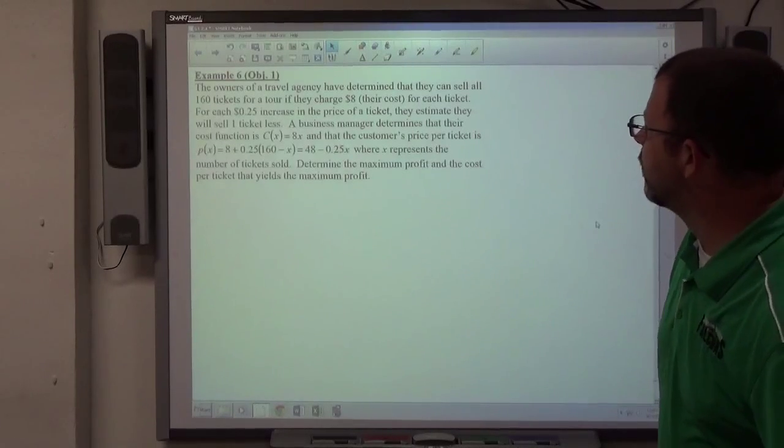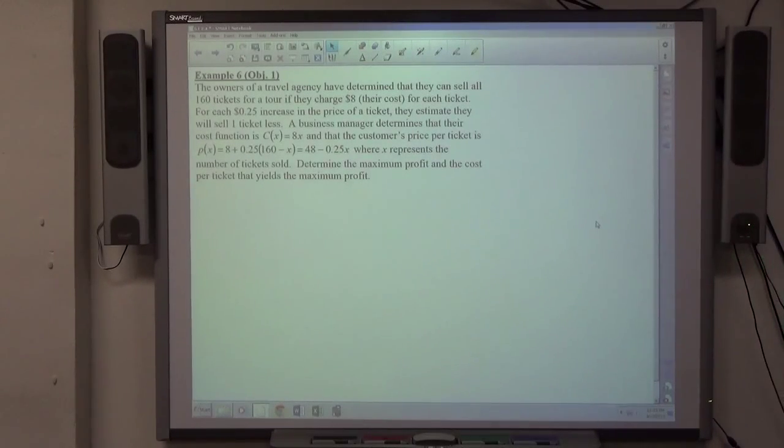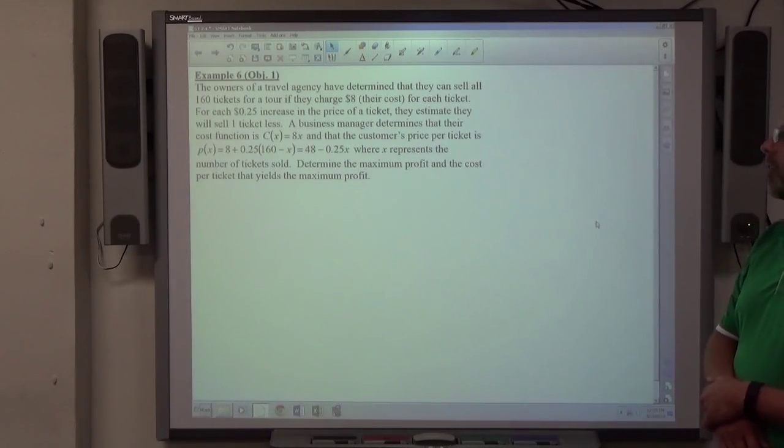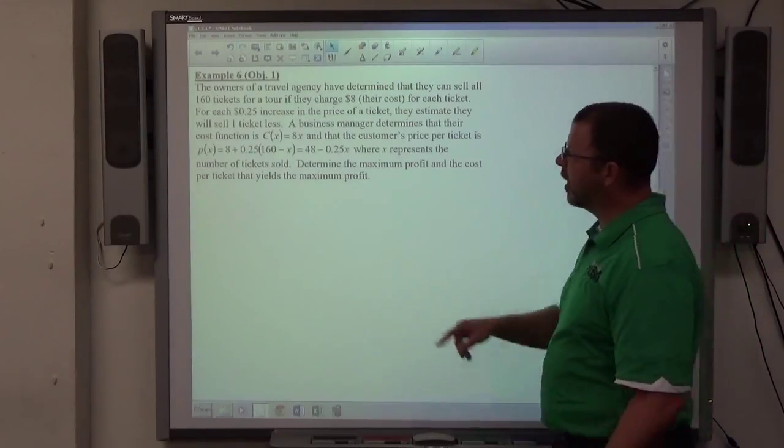Example 6. The owners of a travel agency have determined they can sell all 160 tickets for a tour if they charge $8, which is their cost for each ticket. For each 25-cent increase in the price of the ticket, they estimate they will sell one ticket less. A business manager determines that their cost function is C of x equals 8x.